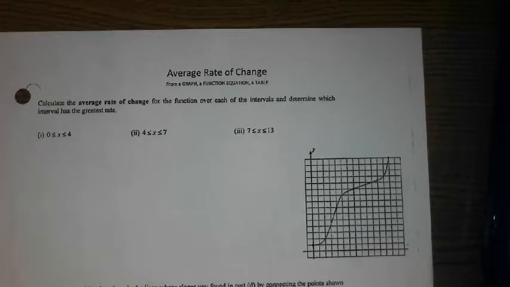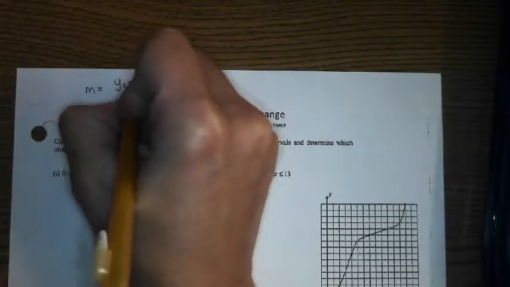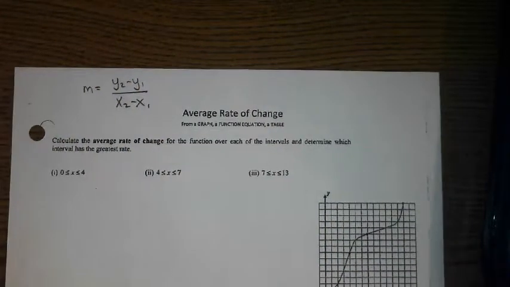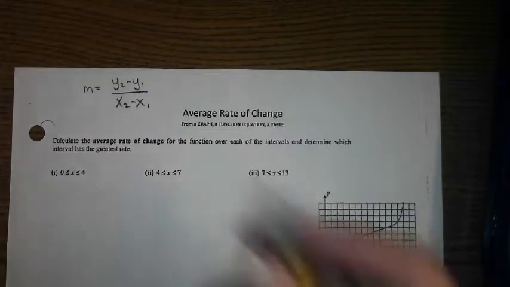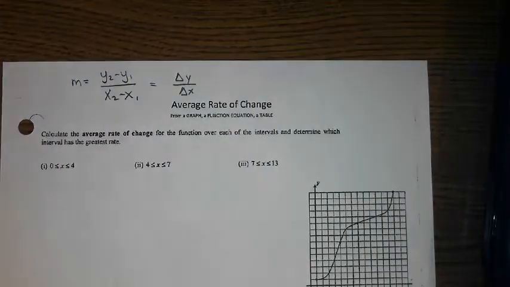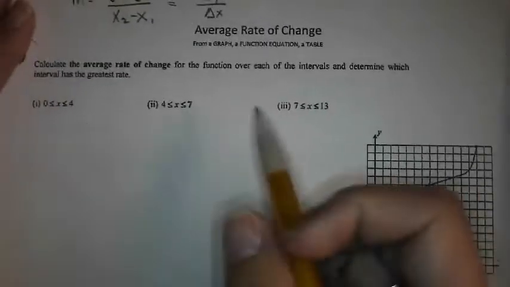The change in y over the change in x is one way of looking at it. The other way is just the formula, Lydia. Right. That's the formula we're going to use. Maggie's right, though. That's the change in y over the change in x. Okay? So calculating the average rate of change over the intervals given.